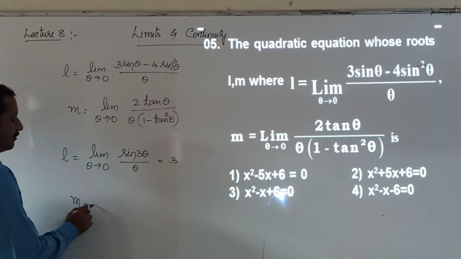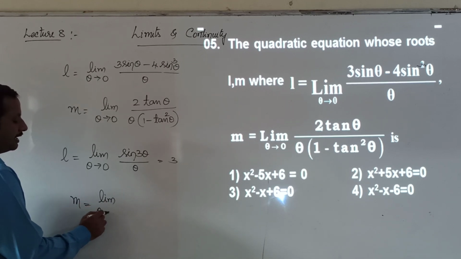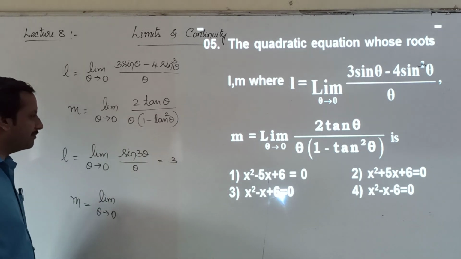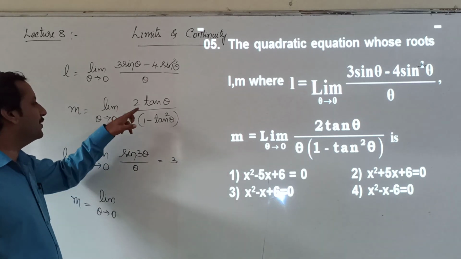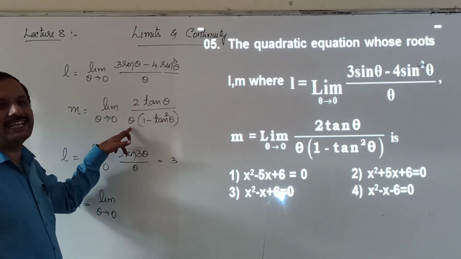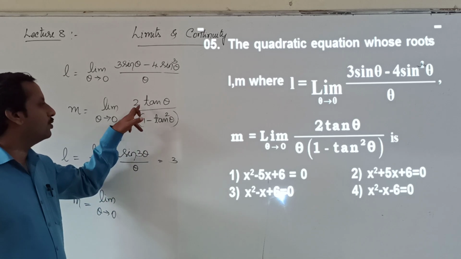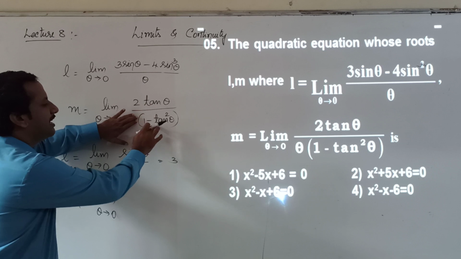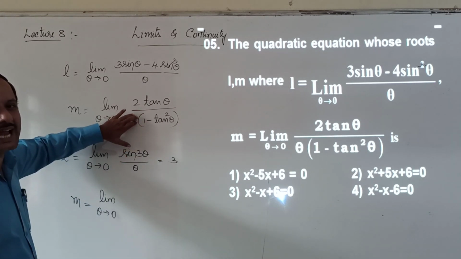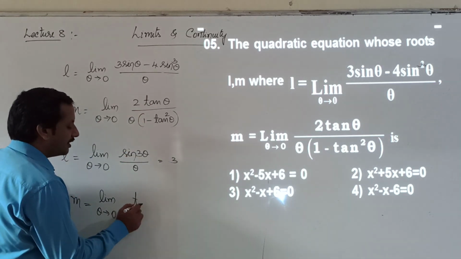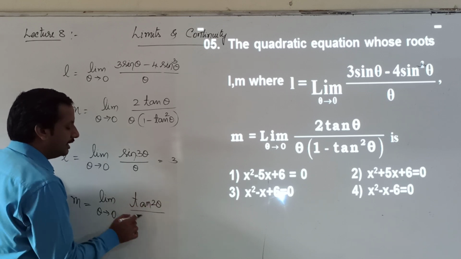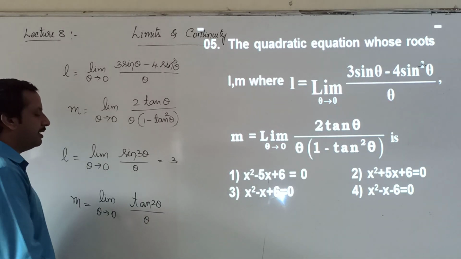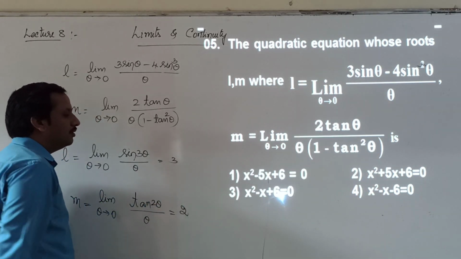Then M is limit theta tends to 0. Look here. 2 tan theta by theta into 1 minus tan square theta. Leave this theta. Look at this. 2 tan theta by 1 minus tan square theta, that is nothing but tan 2 theta. You know that formula. So we can write this as tan 2 theta divided by theta. What is the value of this? Limit theta tends to 0, tan 2 theta by theta is equal to 2.